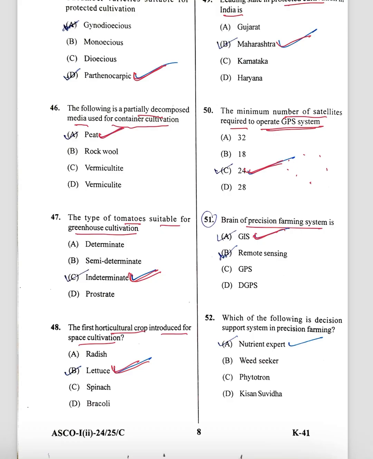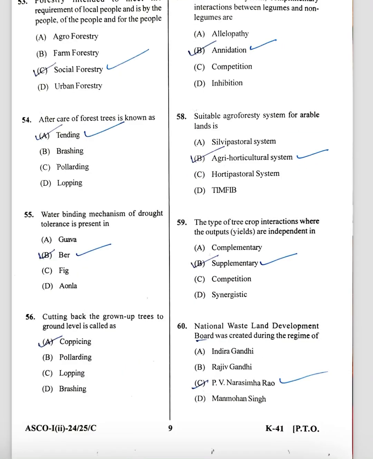Then coming to which one of the following decision support is a precision farming? So it is a decision support system that is nutrient export. Then coming to forestry intended to meet the requirement of local people, is by the people and for the people, it is social forestry. Aftercare forestry is called as the tending operation.